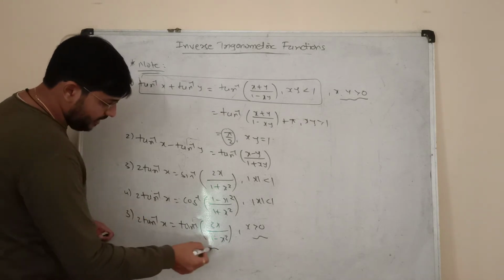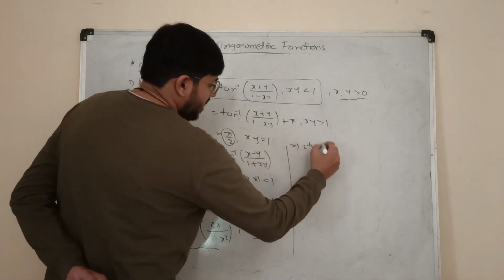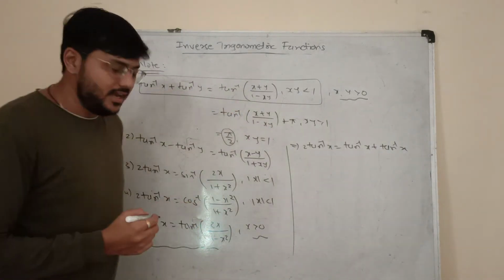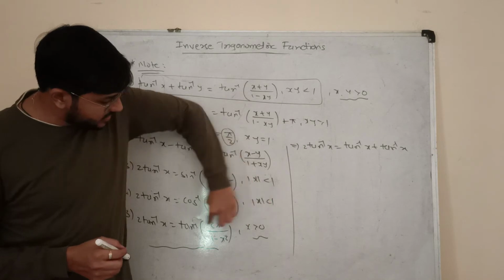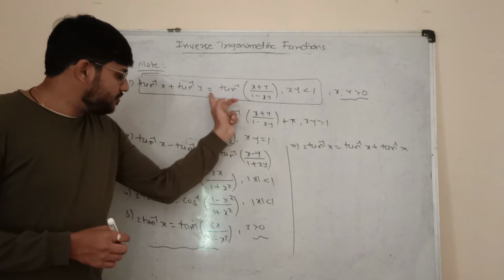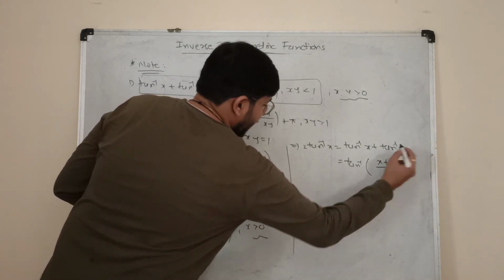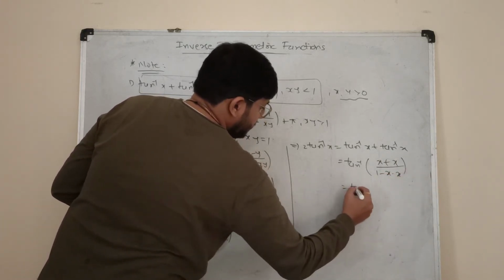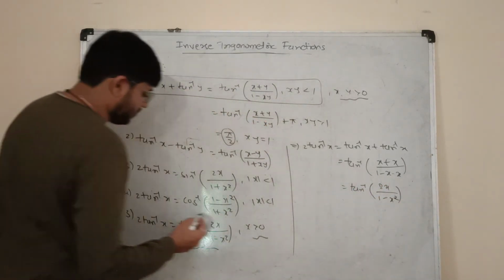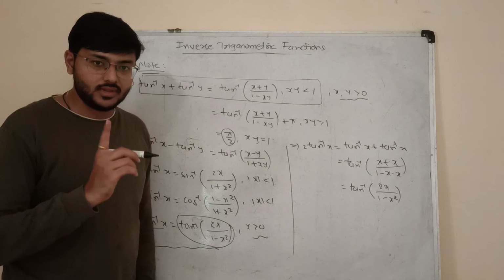Now let's check how we can prove all of them. How can I write 2 tan inverse x? I can write 2 tan inverse x as tan inverse x plus tan inverse x. We already took a condition that this can be possible for x greater than 0. So if I apply this property over here, it can be tan inverse of x plus x by 1 minus x times x, so it becomes 2x by 1 minus x square. This is how we can get 2 tan inverse x as tan inverse of 2x by 1 minus x square. Clear?